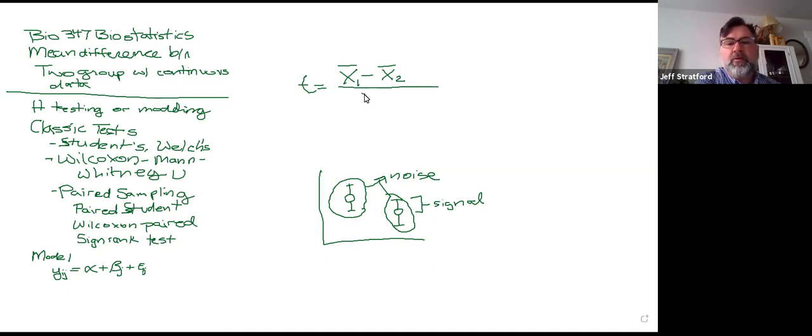The student's t-test looks at the standard deviation of the difference. So what you can think of is the overall mean and the standard deviation of that statistic. The way to think about this is the larger the effect size, the difference in means, over the cloud of data, the larger the statistic.